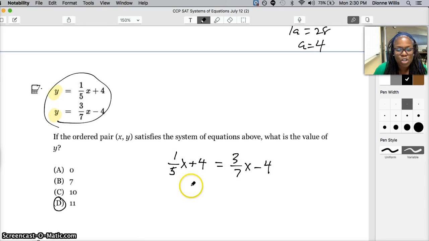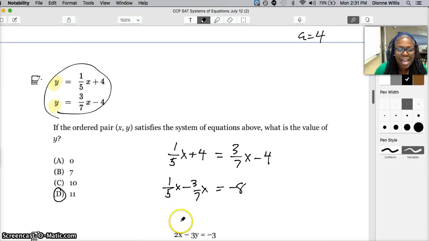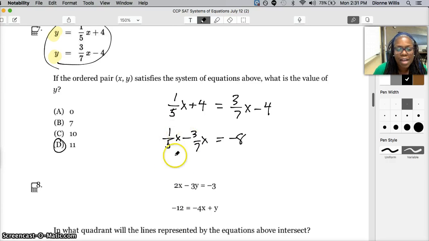So I'm going to move all the x terms to one side and all the constant terms to the other side. When I do that, I am left with 1/5 x minus 3/7 x is equal to -8, and that's me subtracting 4 on both sides. I need a common denominator here. I can't get around it. So my common denominator will be 35, because 5 and 7 both go into 35. So when I get my new numerators, I'm going to have 7x over 35 minus 15x over 35, uniting them together over 35.